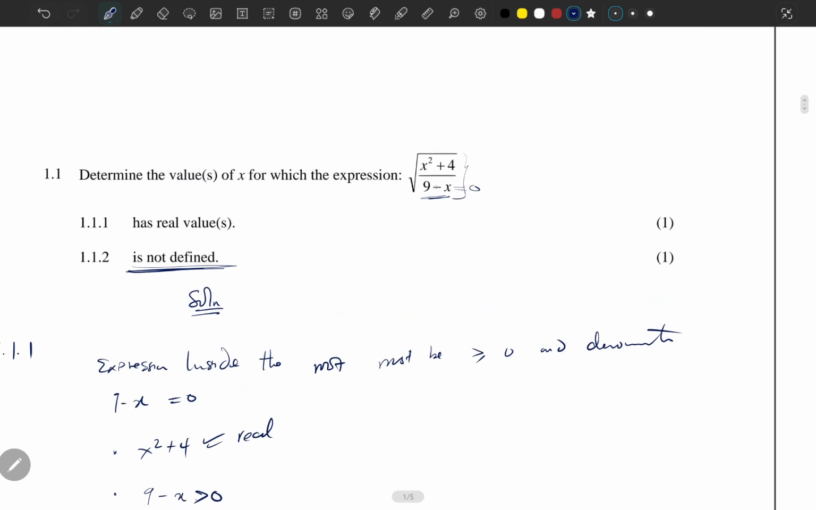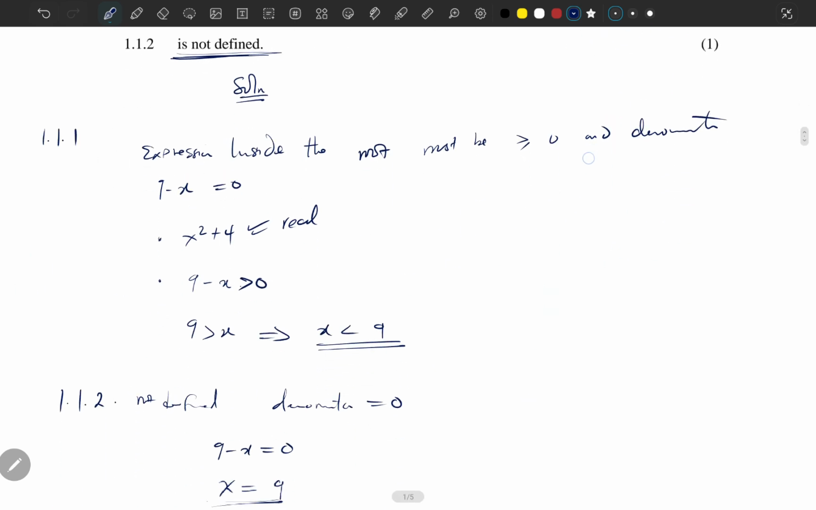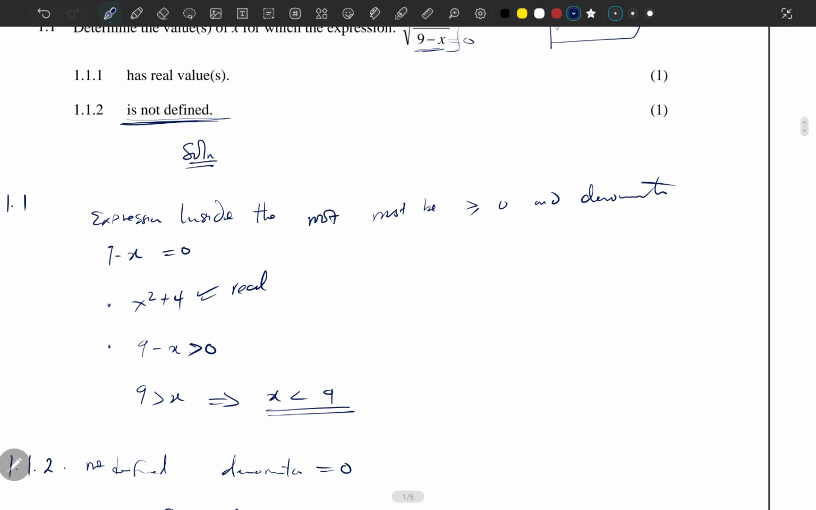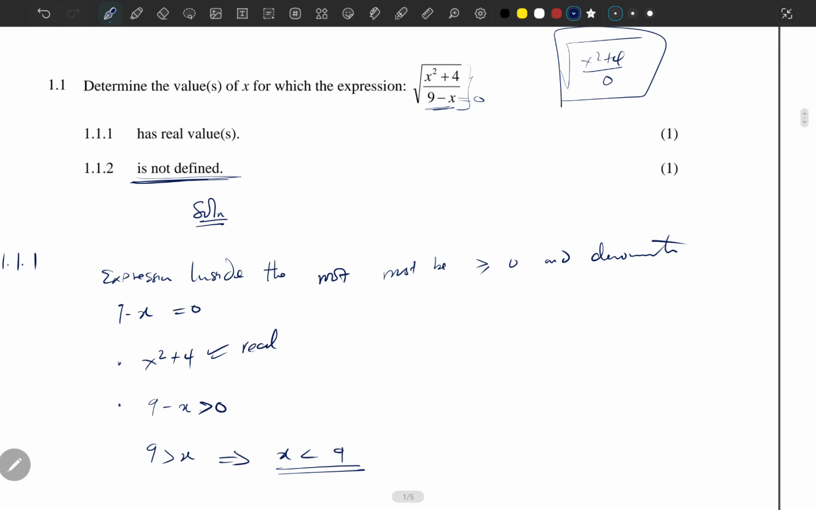If I put 9 here, this becomes x squared plus 4 over 0. As long as the denominator is 0, the function is undefined. So when x is 9, the function is undefined. When x is less than 9, the function has real values, meaning it stays positive.